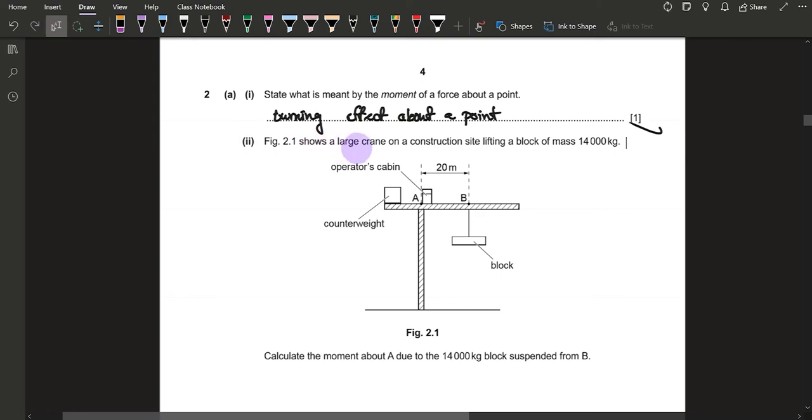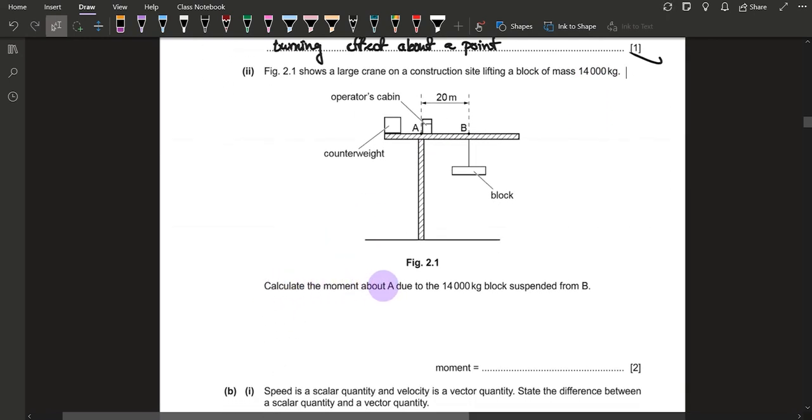Part 2 says figure 2.1 shows a large crane on a construction site lifting a block of mass 14,000 kg. Calculate the moment about A due to the mass of this block suspended from B. So the formula for moment is force into perpendicular distance. This perpendicular distance should be from the pivot. Our weight is going to be 14,000 into 10, because this is mass and this is the gravitational constant, and we multiply them to find our weight. And our perpendicular distance is going to be this because it has a 90 degree angle in between them. So that's how we find moment. We have force, we have perpendicular distance, we just plug in our values and we get our answer.